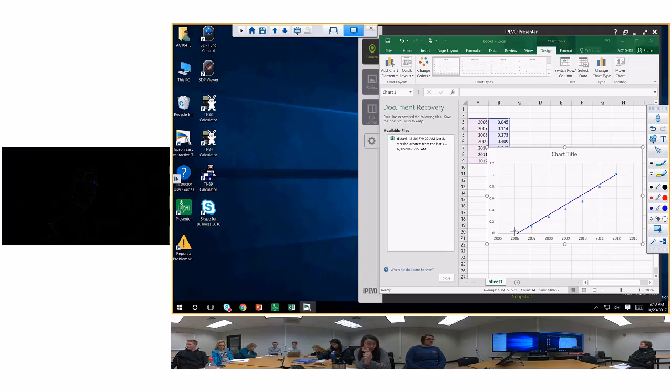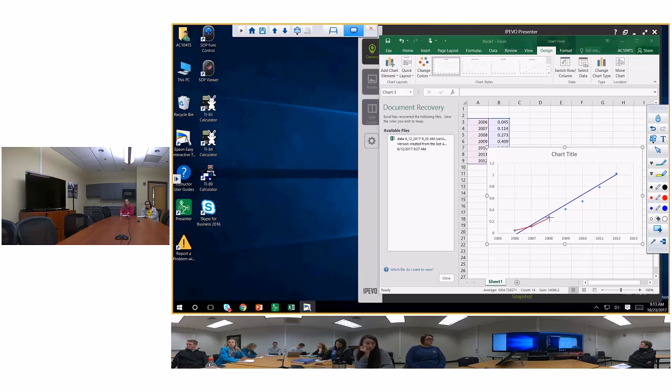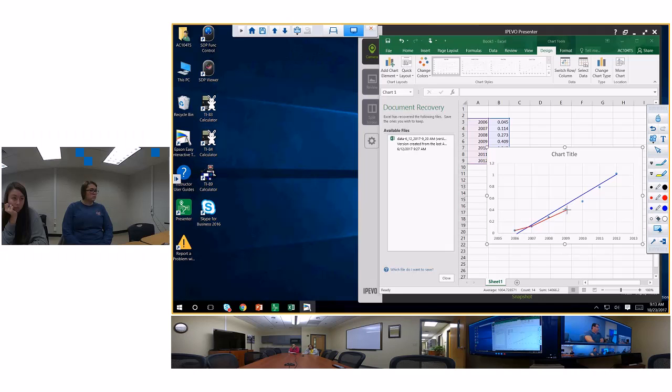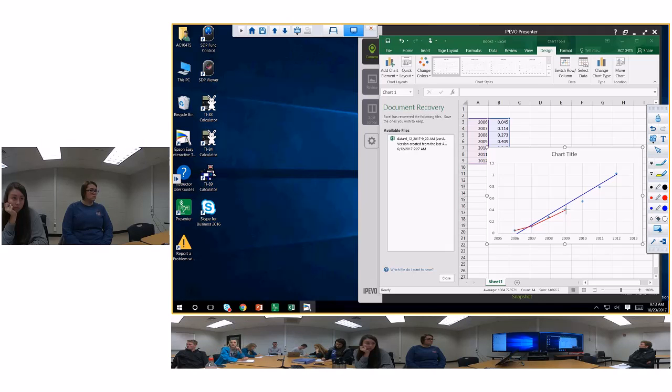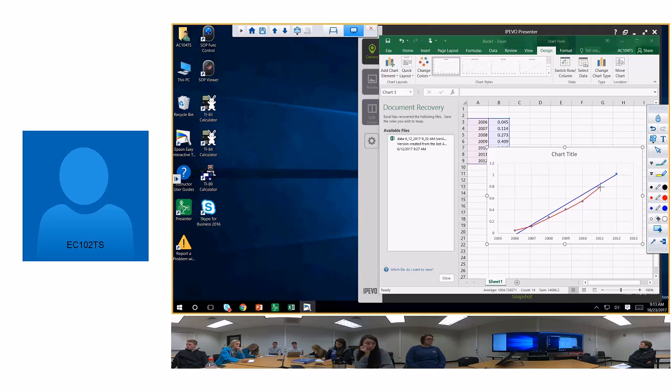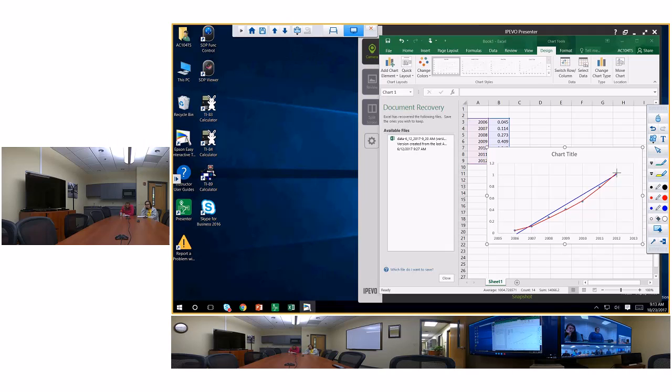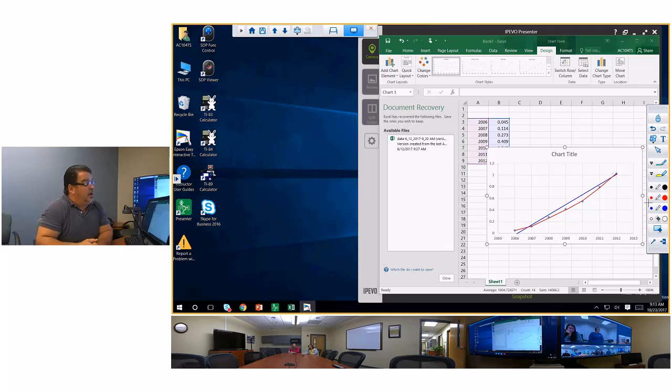If I could draw with this thing, 1, 2, 3, 4, 5, 6. So besides me messing up the dots, it looks like a very wide parabola that, if you were to extend it, looks like it could fall right at what? 0.